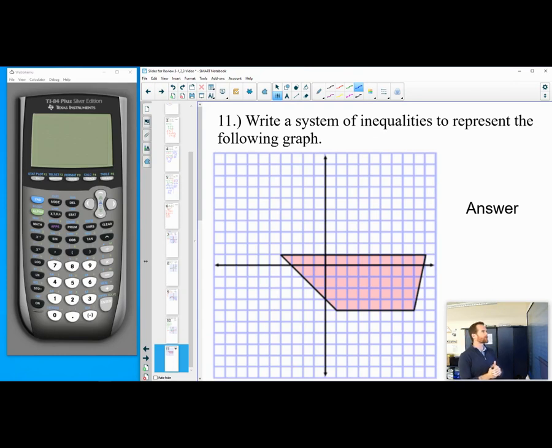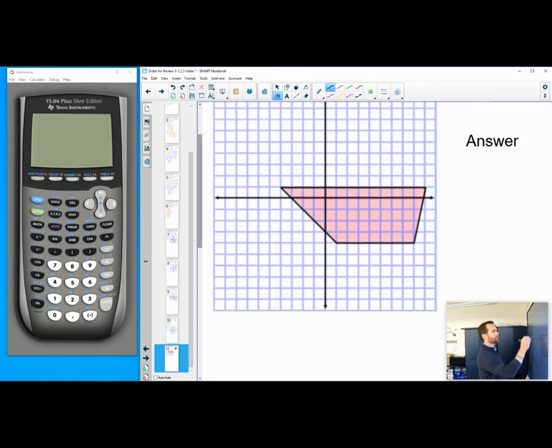Write a system of inequalities to represent the following graph. So here we're going in reverse. Instead of having to come up with a graph for the system, they're giving us the graph, and we have to write the system. To make this a little bit easier to follow, I'll put some letters here. So A, B, C, and D, just so you can sort of follow which line I'm talking about.